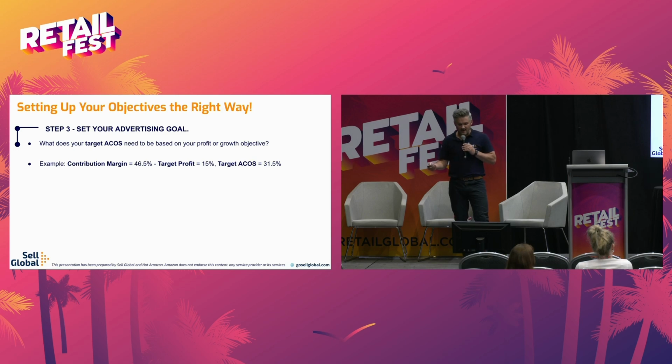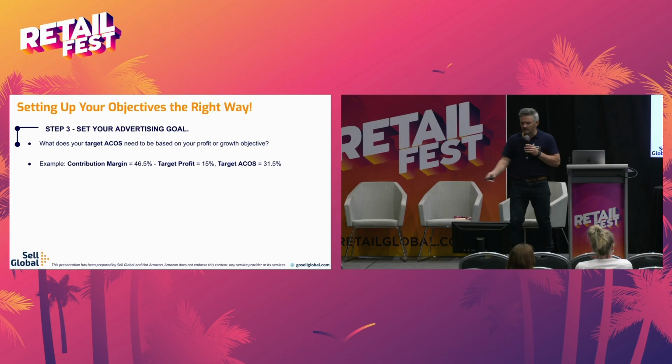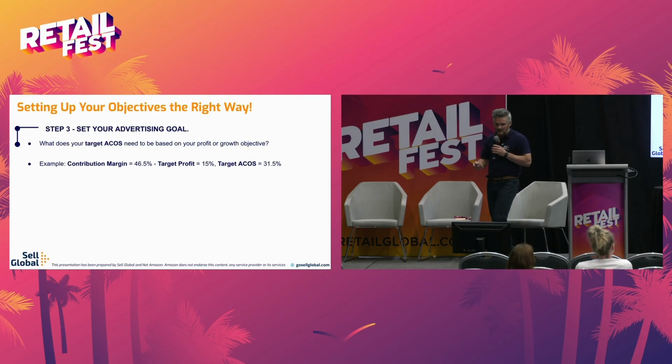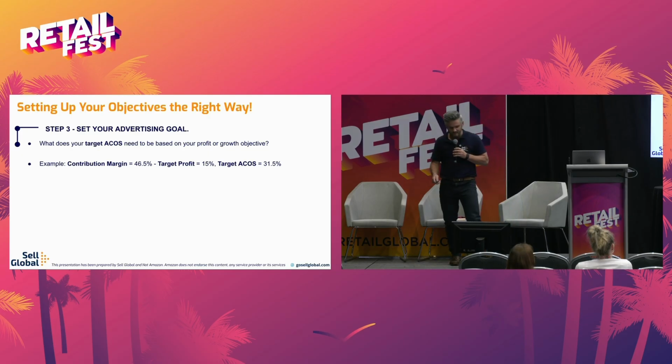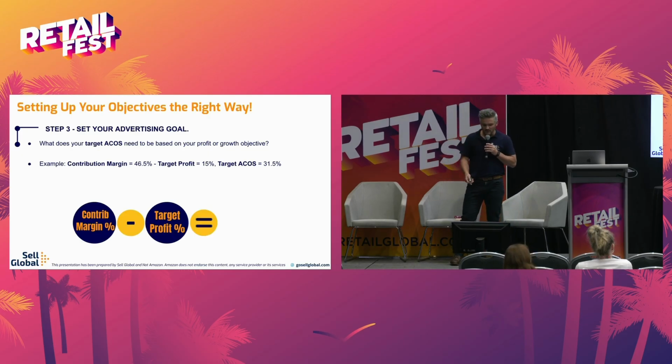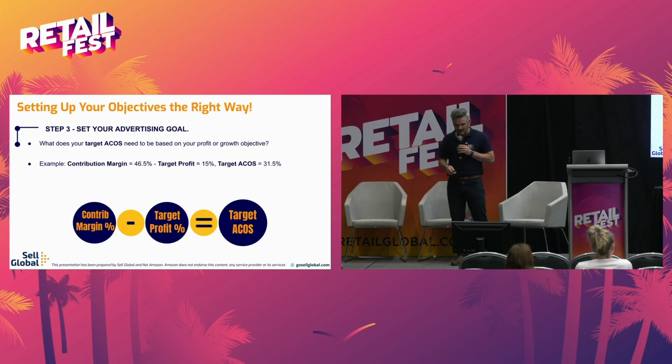So we've just worked out really quickly for this brand, if they want to hit a target profit margin of 15%, what their target ACOS needs to be. They're already light years ahead of a lot of brands that we see that come in and just start advertising without having those fundamental pieces in place. Contribution margin minus target profit equals what your target ACOS should be.